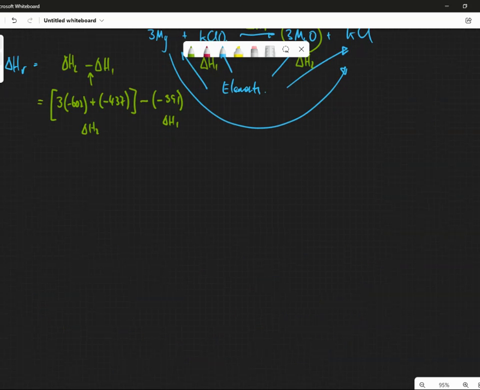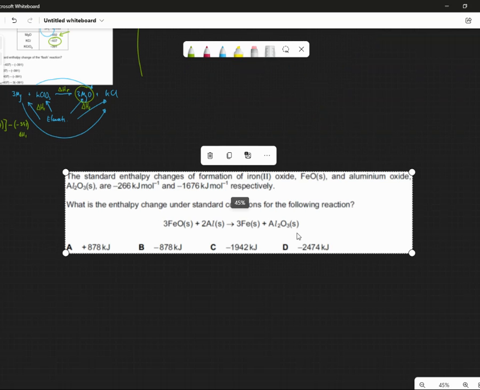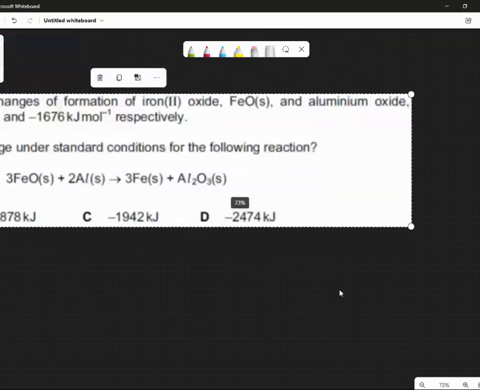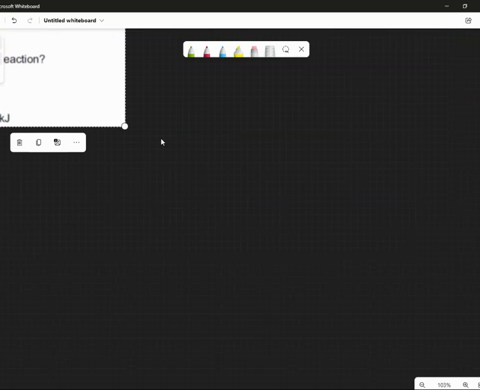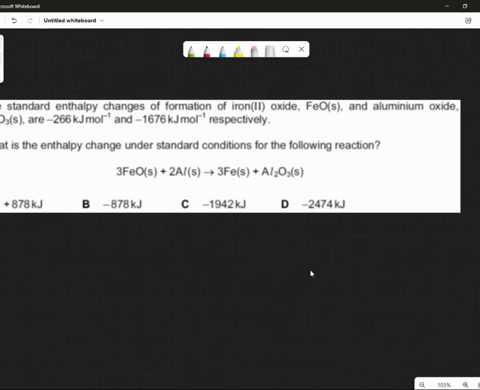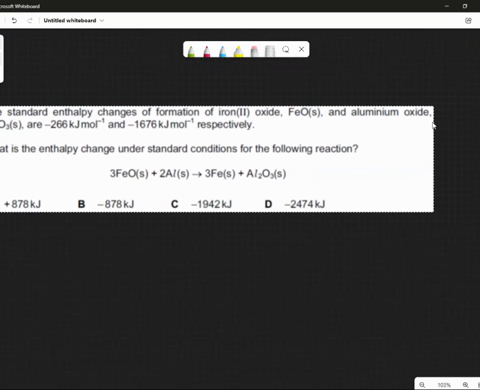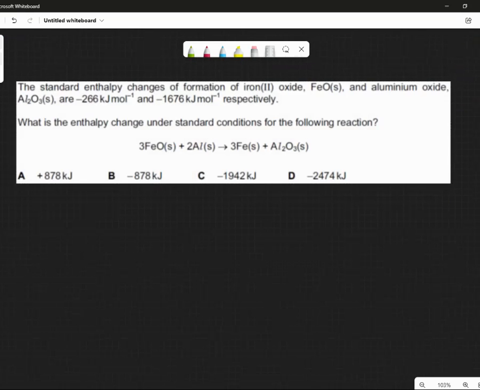All right, another one. Where are we? Let's make this big and let's make this small. Okay, there we go. The standard enthalpy change in formation of that and that. What's the enthalpy change for this reaction? Well, it's a very similar question.